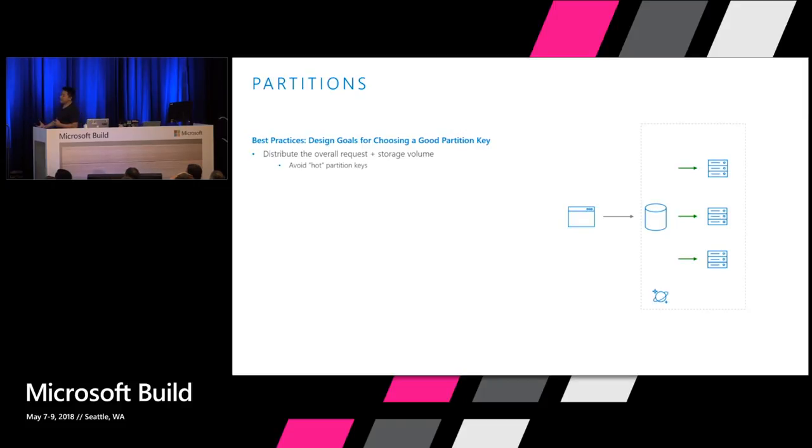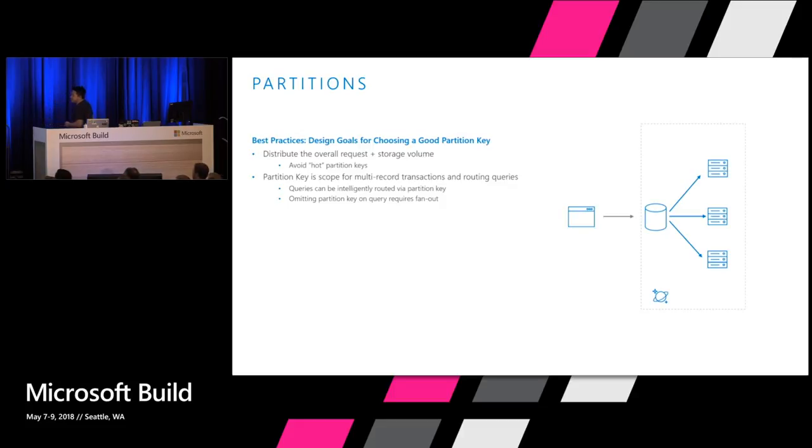A common technique for IoT telemetry is to choose, let's say, the device ID as the partition key. The device ID will give you both an even distribution over storage as well as over the request volume, and it turns out most of your queries will likely be on a particular device as well. That brings us to the second design goal.